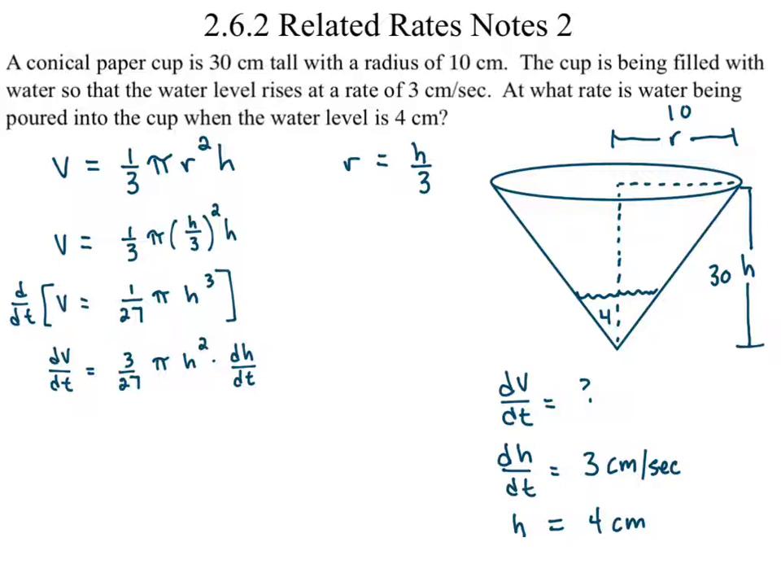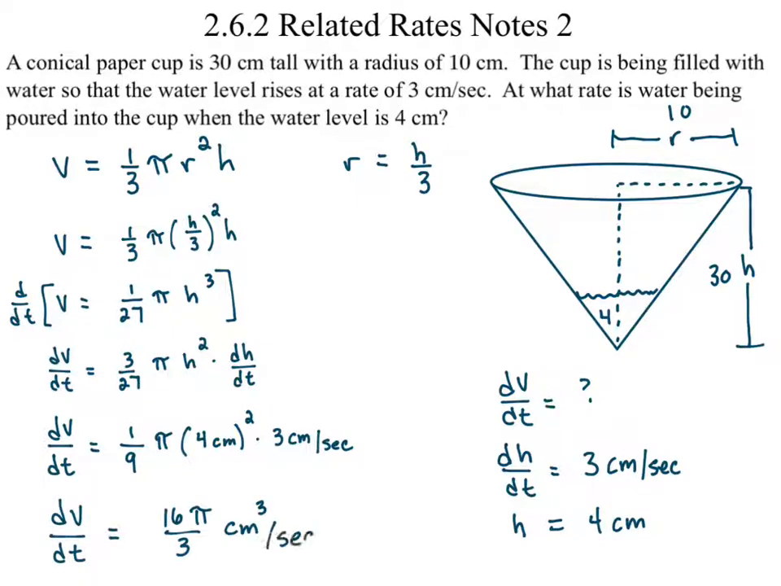So we're good there, and so now we can just replace h with 4, and replace dh/dt with 3 on this problem. My dV/dt would end up simplifying to 3/27, 1/9 pi, square the 4, multiply it by the 3, so my change in volume simplified should be 16 pi over 3 centimeters cubed per second. The units is volume changing, so that's why it's centimeters cubed, and then per second because it is a rate of change. So that's how I would attack that one.